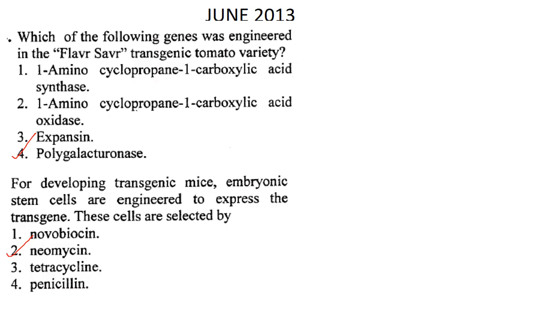Then next one. Which of the following genes was engineered in the flavor saver transgenic tomato variety? So it is the polygalacturonase gene that was used for flavor saver transgenic tomato development. Then for the next one, for developing transgenic mice, embryonic stem cells are engineered to express the transgene. These cells are selected by neomycin. Neomycin is the selection agent.